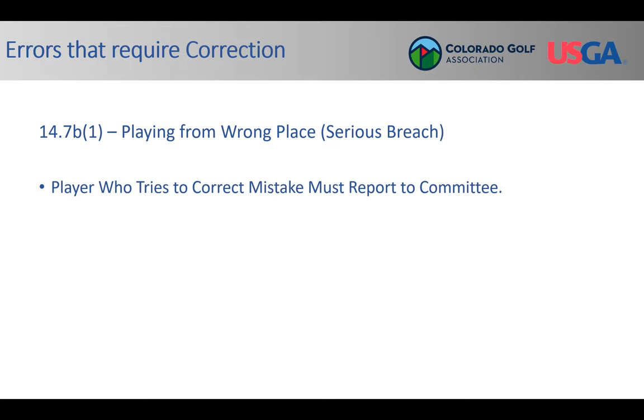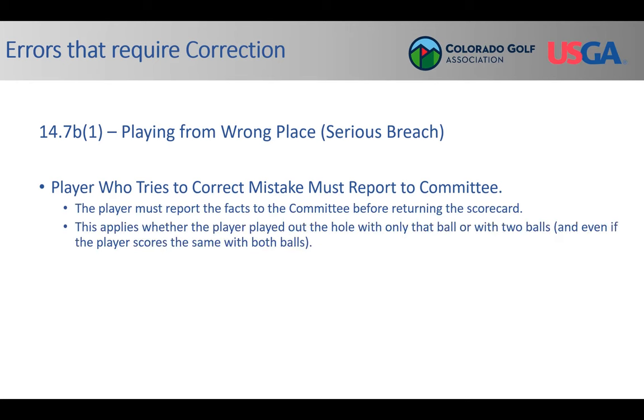Anytime we're trying to correct this mistake of a serious breach of playing from the wrong place, we have to report it to the committee. Just like playing a second ball with doubt as a procedure under Rule 20.1c(3), we have to report that we tried to correct this mistake of playing from the wrong place. We have to report those facts before we return our scorecard. It applies whether we played out the hole with only that ball or completed it with two balls, even if we had the same score with both balls. If we don't report those facts to the committee, we get the disqualification penalty.